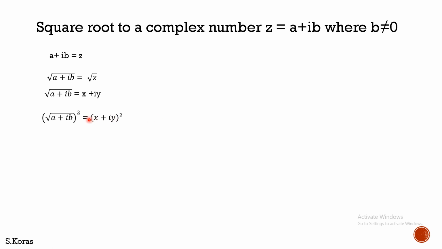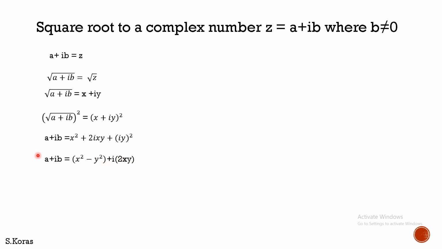So your answer will be like this. Square and root will be cancelling one another. So the next step will be like this. That is, a plus ib is equal to, using the formula of a plus b the whole square, we'll get x square plus 2i into xy plus iy the whole square. I square value is minus 1, so it will become minus y square. So a plus ib will be equal to x square minus y square plus i into 2xy.